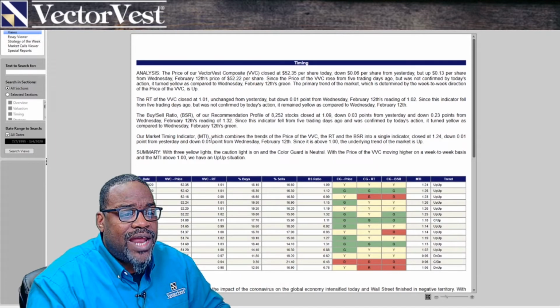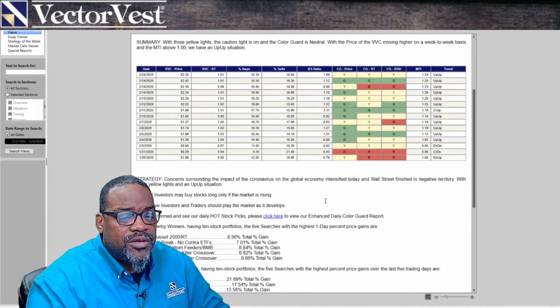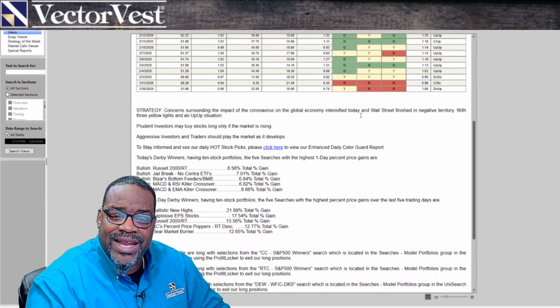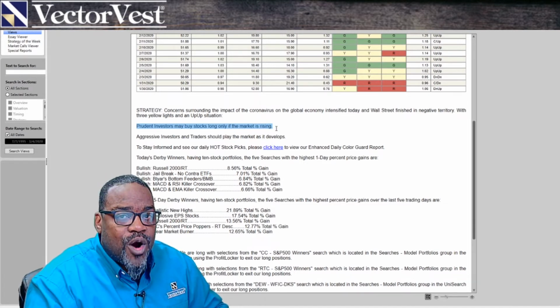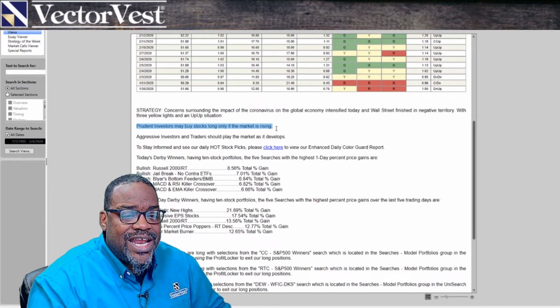In the views on that night, we showed what our color guard was looking like. We scrolled down. The strategy said, concerns surrounding the impact of the coronavirus on the global economy intensified today. And again, that was on the 20th, and Wall Street finished in negative territory. With 3 yellow lights in an up situation, we said, prudent investors may buy stocks long only if the market is rising. So we prepared our customers going into the next day.